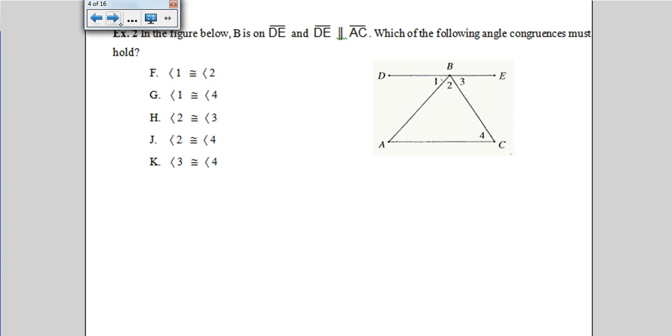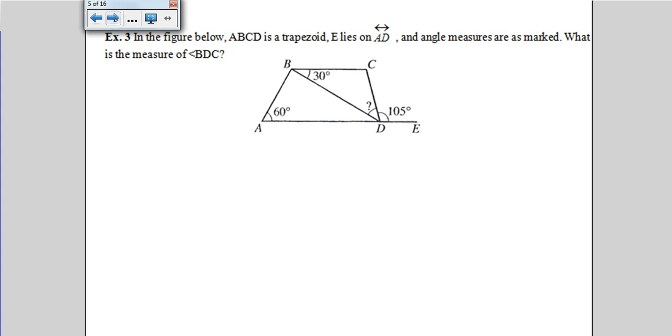So 1 and 2. I can't really think of any of those relationships for 1 and 2. They might be congruent, but I can't tell you for sure. 1 and 4, they're not even on the same transversal, so I'm going to go with no. 2 and 3, again, I can't tell you for sure. I don't have enough information. 2 and 4, I don't know. I'm not sure yet. Ooh, 3 and 4. Look at that. 3 and 4, I can definitely say are congruent because of the alternate interior angles. They are congruent.